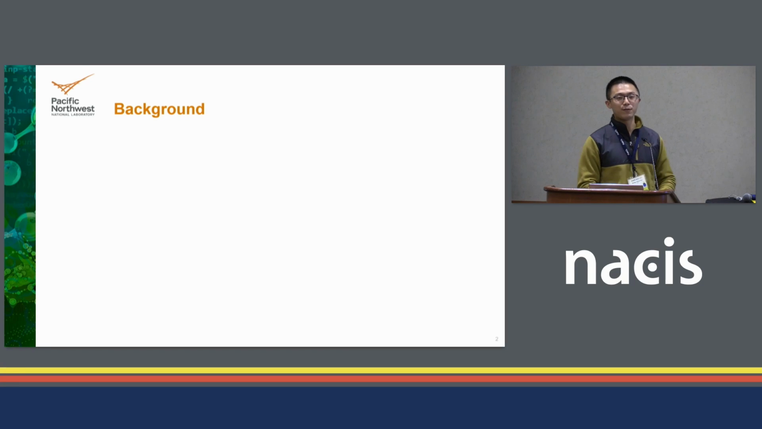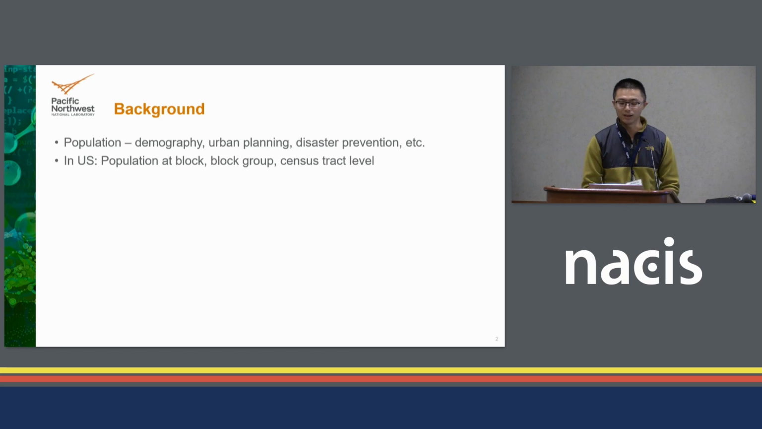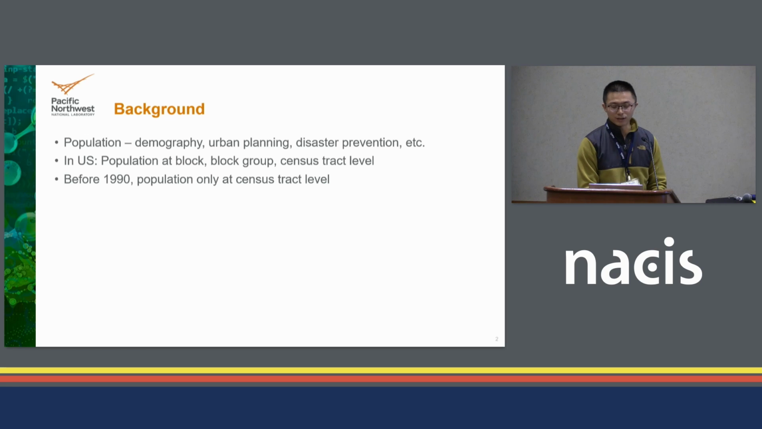Next, I'm going to give you some background introduction. Population data is an important data input for many research fields, such as demography studies, urban planning, disaster control, and economics. In the United States, population data are normally aggregated at the census tract, block group, and block level. These are administrative levels. But before 1990, population data existed only at the census tract level, which is the coarsest resolution among all three levels.